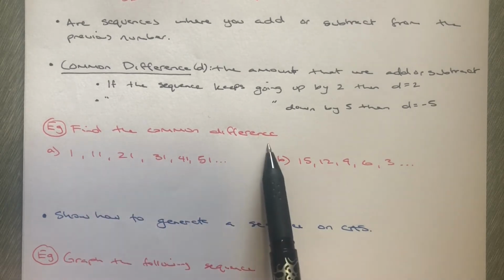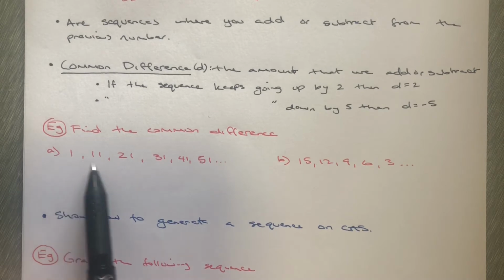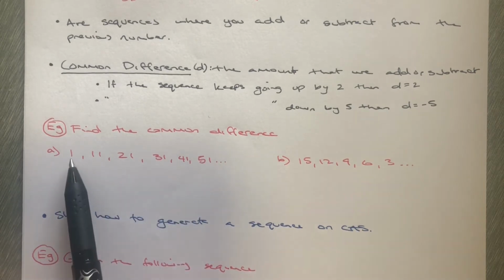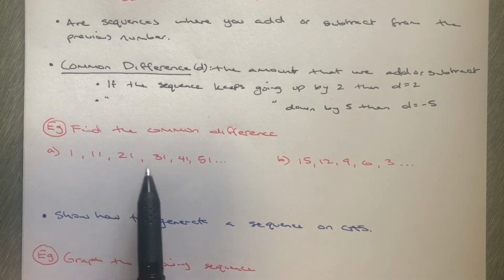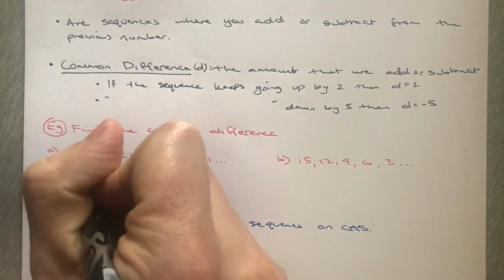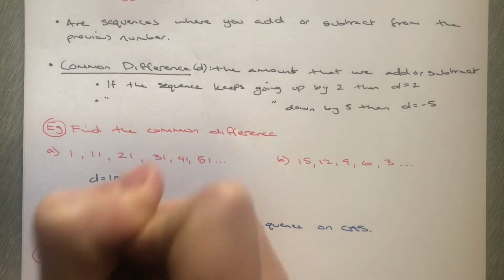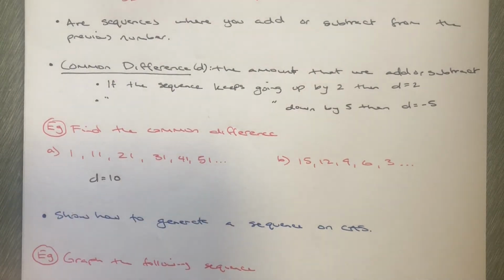It's asked for us to find the common difference. So if we look at this one here, we can see that we're going from 1 to 11 and then to 21. Hopefully we can see that we're going up by 10 each time. So the common difference of this sequence would be 10. That's all we need to do.